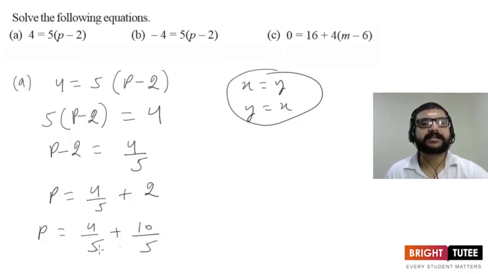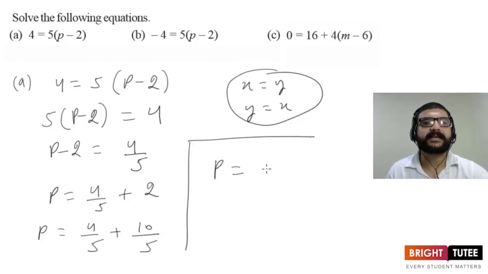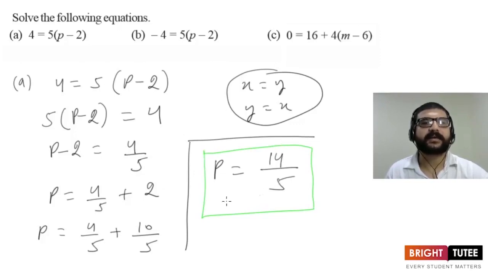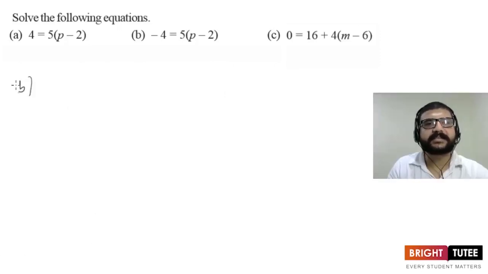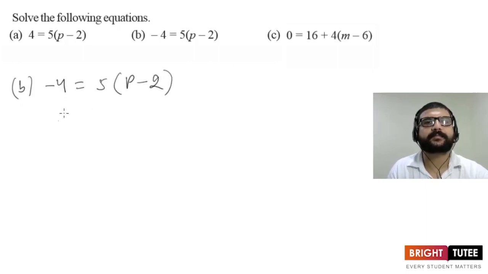Why we have done this? Just to make the same denominator. Now by simplifying this we will get p is equal to 4 plus 10 will give us 14 upon 5. So the value of p will be 14 upon 5. Hence the final solution is p is equal to 14 upon 5. Now the next equation is minus 4 is equal to 5 into (p minus 2).